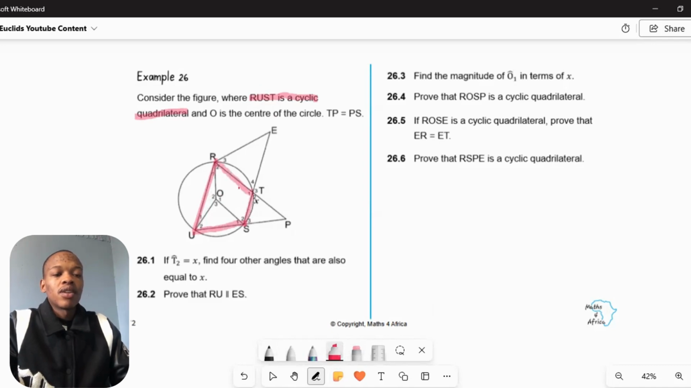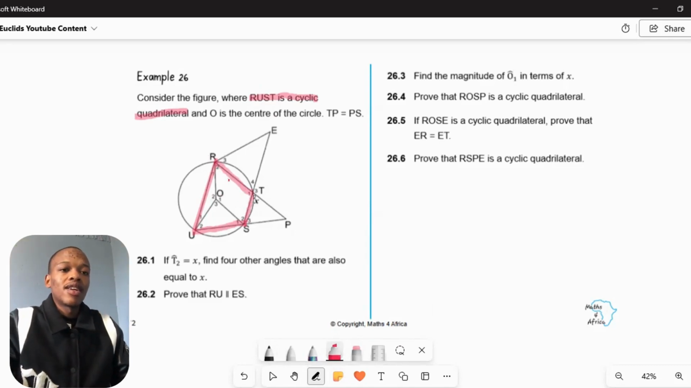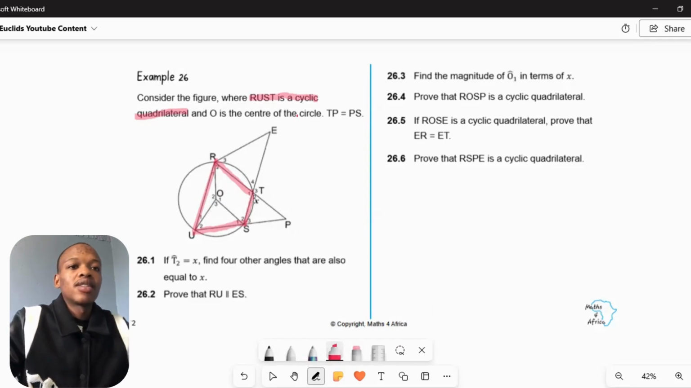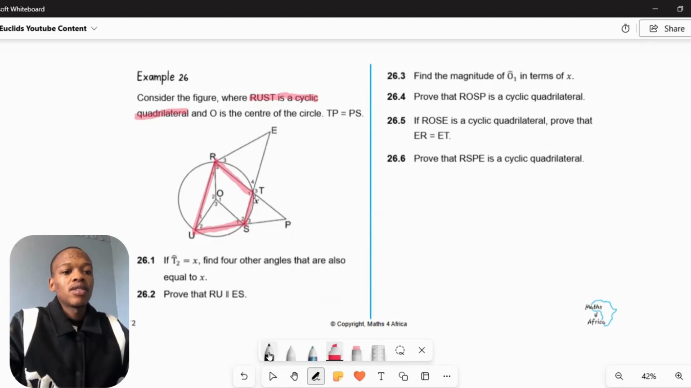Here is our cyclic quad, touching four points. That's the circumference. And then O is the center. We have a center, there is O. And TP is equal to PS. Let's go and indicate that.